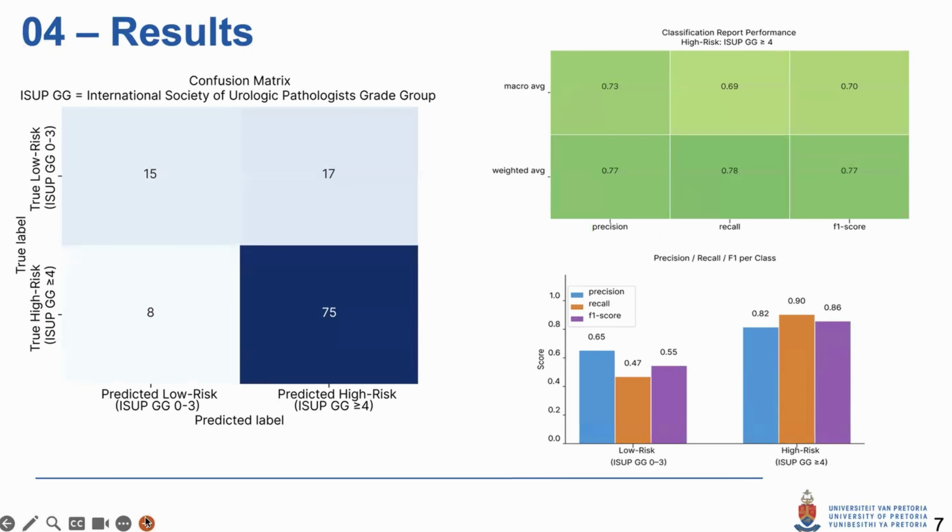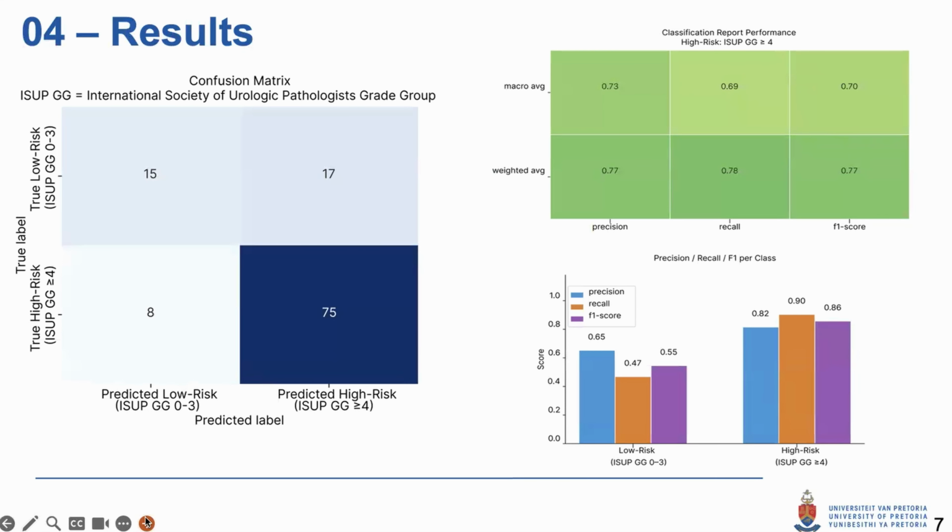As we can see in the confusion matrix here, we have some errors. We have 8 false negatives and 17 false positives. But clinically, missing a high-risk patient is much more dangerous than a false alarm. So the primary metric is recall. We have a recall of 90%. So our model successfully catches 9 out of 10 aggressive tumors.